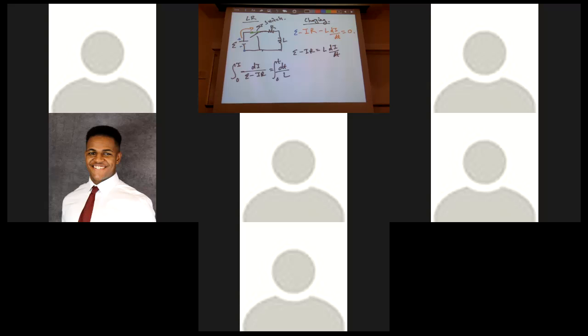From here, let's use a u substitution. Let's say u is equal to E minus IR, so that du is equal to minus R times di, which means that di is equal to negative du over R. That's my u substitution.